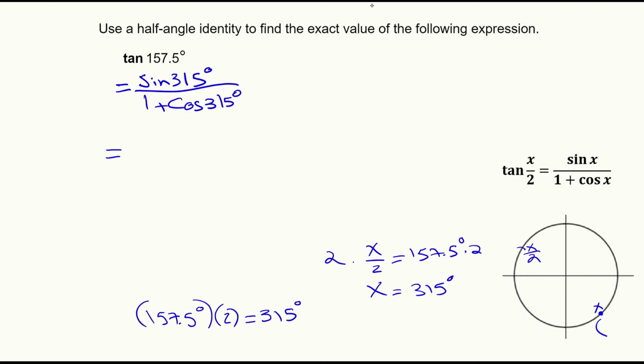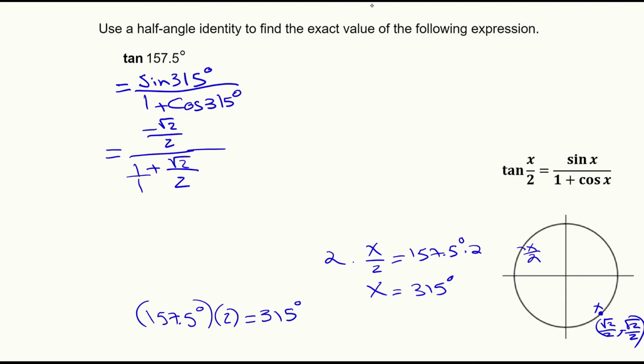the cosine is going to be positive square root of 2 over 2, and sine will be negative square root of 2 over 2, because the y values are negative in the fourth quadrant. So we end up with sine, which is negative square root of 2 over 2 over 1 plus the cosine of 315, which is square root of 2 over 2.